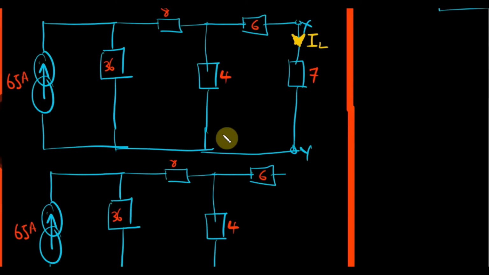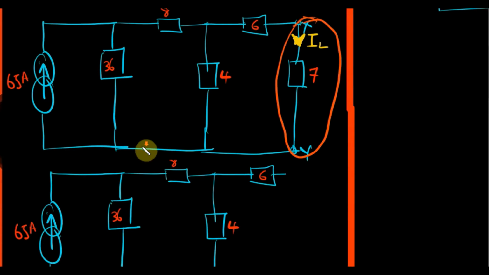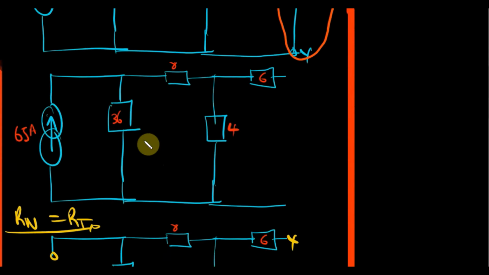So as usual, you'll go ahead and isolate, cut your load resistor out of the circuit, and you'll be left with an open circuit. This portion will be open. So this is our point of interest.